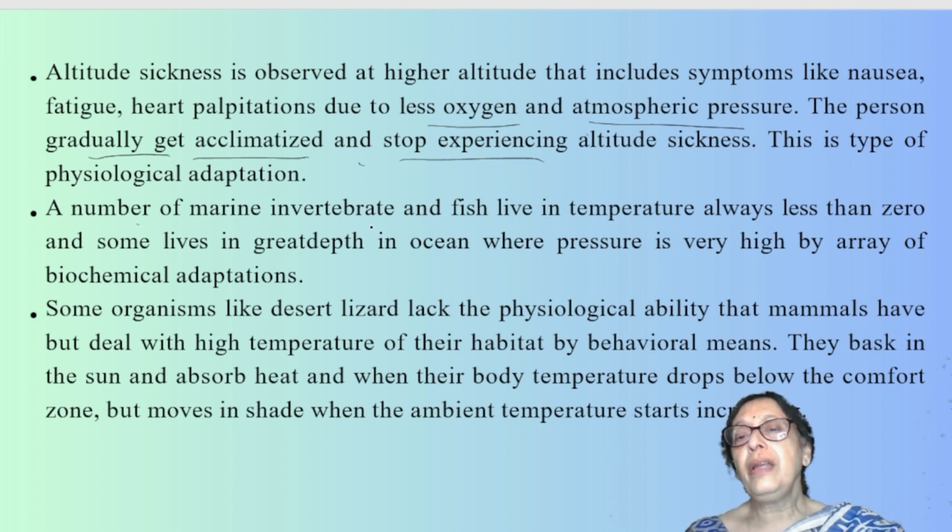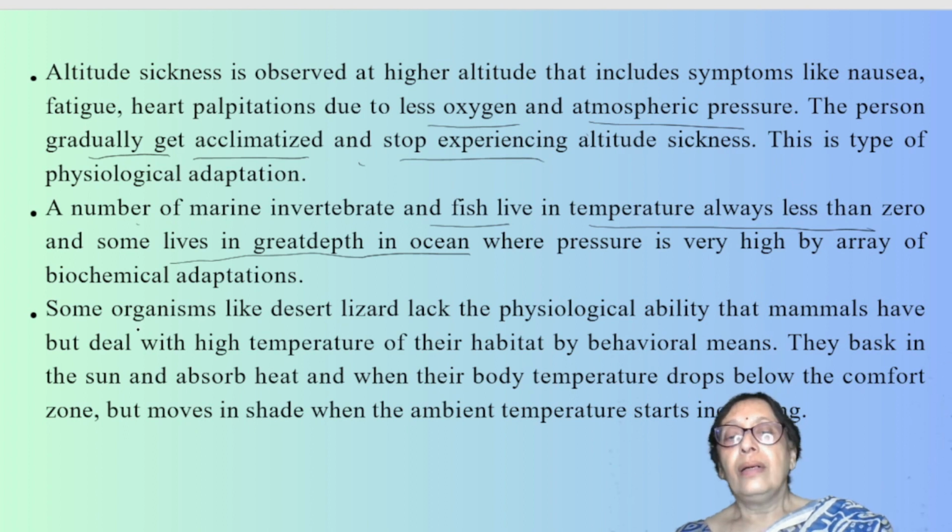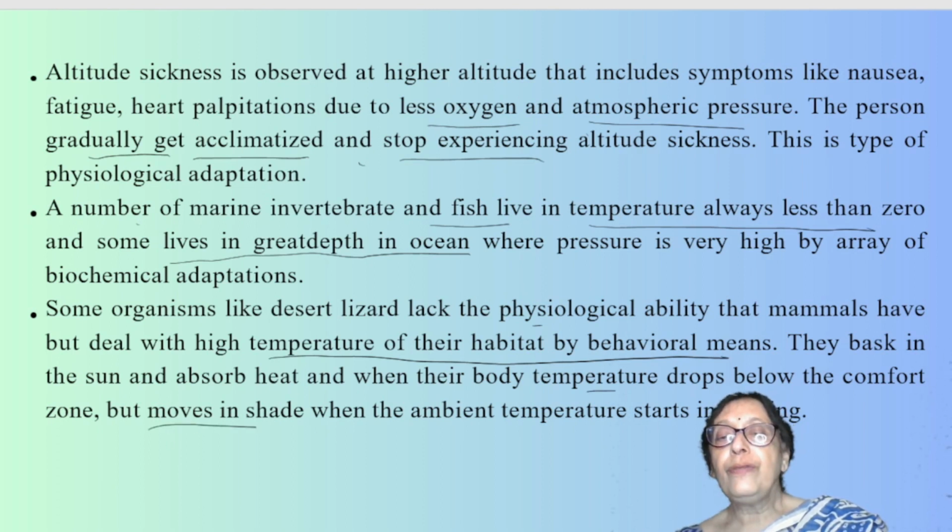Similarly, a number of marine invertebrates and fish live in temperatures always less than zero, and some live in great depth in the ocean where the pressure is very high, and they can do so because of certain biochemical adaptations. Some organisms like the desert lizard lack the physiological ability that mammals have, but deal with the high temperature of their habitat by behavioral means. They bask in the sun and absorb heat, and when their body temperature rises above the comfort zone, they move into shade, and they return to the sun when the ambient temperature drops.